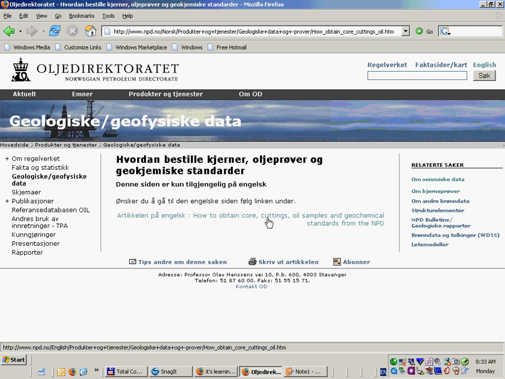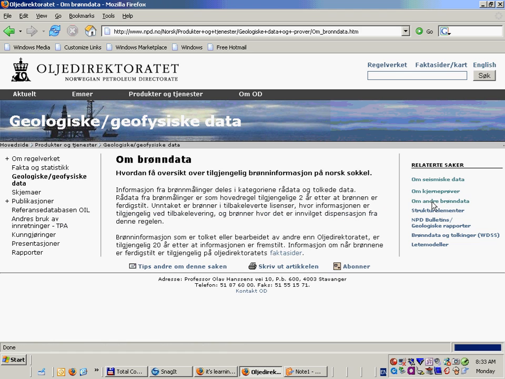So they've got cuttings, oil samples, geochemical standards. And this article, I haven't read it myself, but it should give you a good introduction to a lot of the things we talk about today. Okay, so you can pop into there. Let's see if we can find some pictures of, I'd like to see some pictures of cores. I'm not sure where they are. On the brunndata.